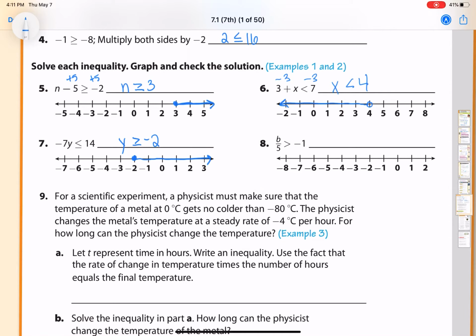And number 8, we're multiplying both sides by 5. Now, since this is positive, we don't switch the inequality symbol. And 5 times negative 1 is negative 5. So open circle at negative 5, and it has to be greater, so we're going towards 0.